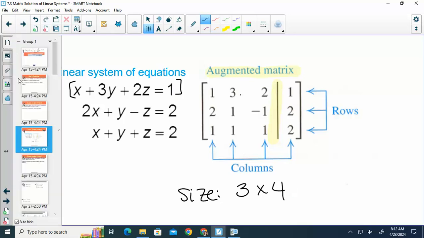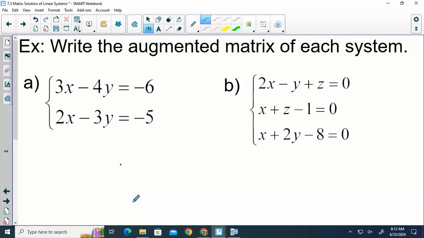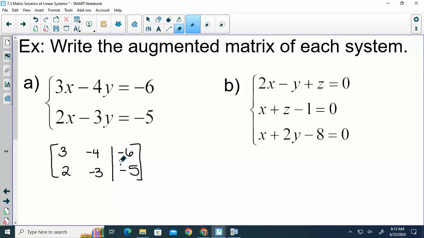So the first thing we're going to do is just practice taking a system and writing the matrix that would match it. So if I look at this first one, how many rows is my matrix going to have? 2. You get a row for each equation. So my first row, we would have the 3 for the x, then -4, equals -6. Second one is 2, -3, -5. What's the size of this matrix? 2 by 3. Don't include any variables in the matrix. It's just an array of numbers.